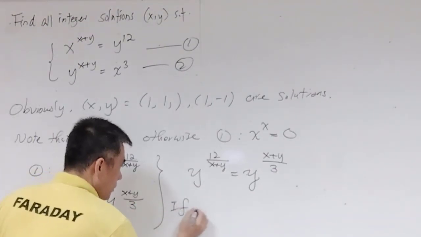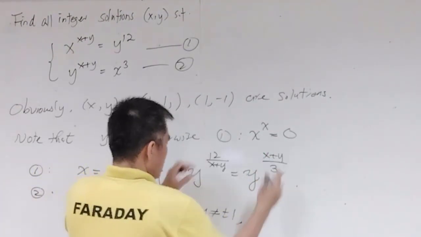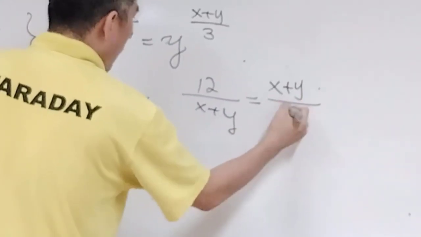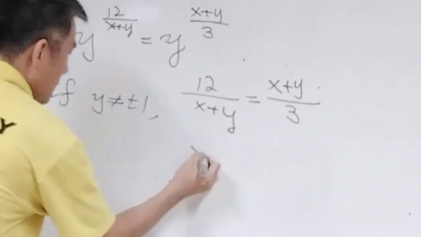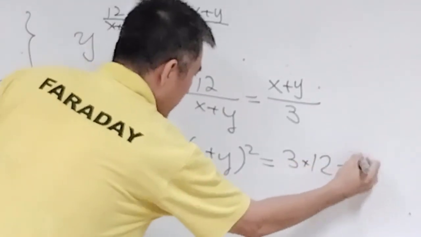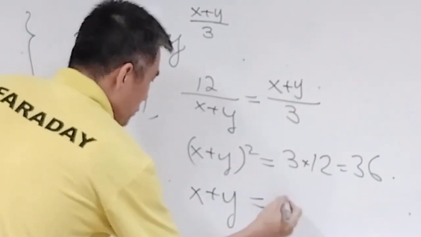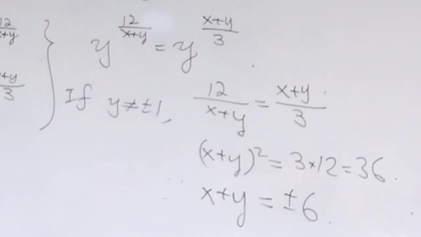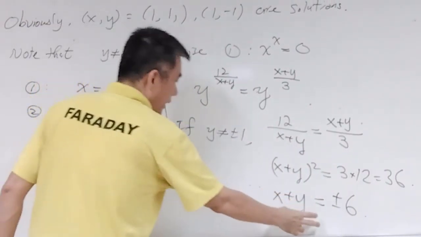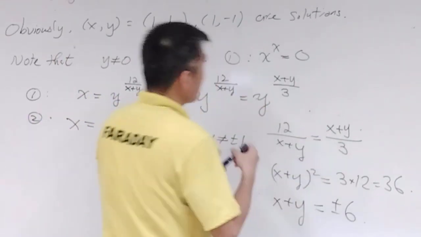So if y is not equal to plus or minus 1, meaning that 12 over x plus y has to be equal to x plus y over 3, meaning that x plus y squared equals 3 times 12, that is 36. And so x plus y equals plus or minus 6. Let me write this here.